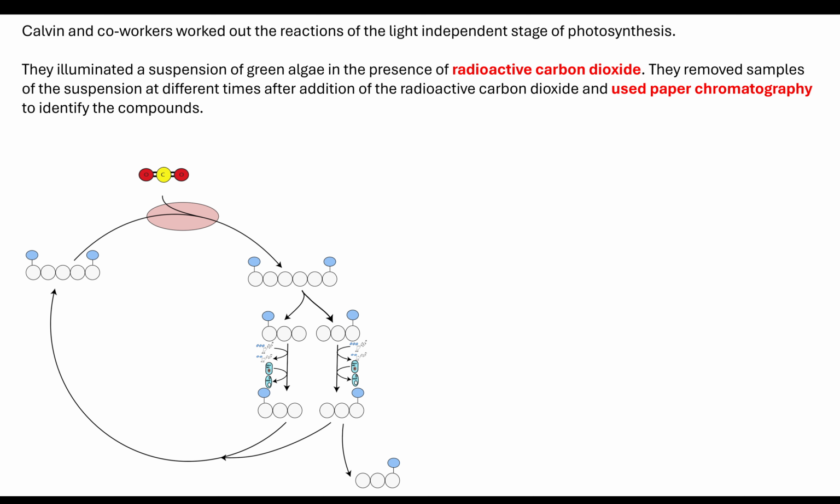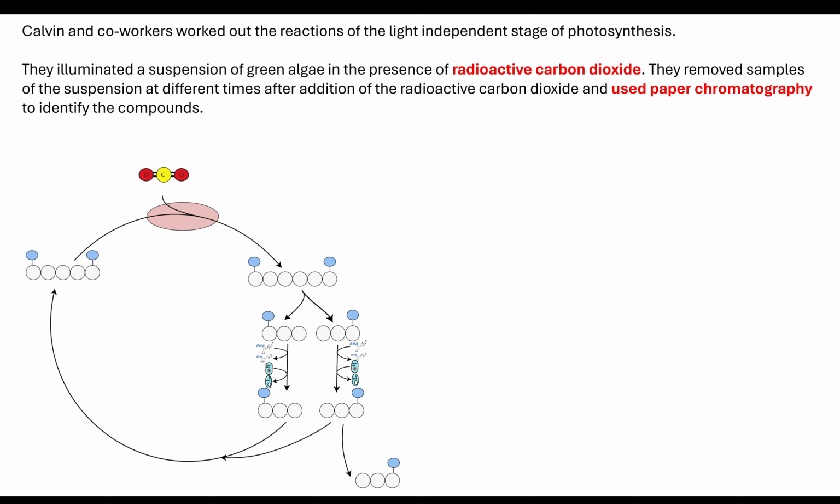So if you're year 13 and you're learning about the Calvin cycle, the light independent stage of photosynthesis, this might be helpful. It's important to understand that Calvin and his co-workers actually worked this out because what they did is they took some green algae. Green algae, let's remind ourselves, is to do with our photosynthetic pigment, chlorophyll A.